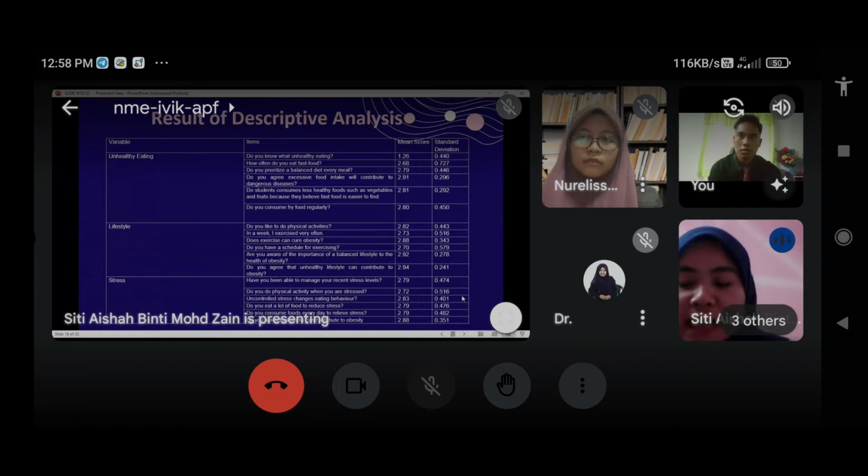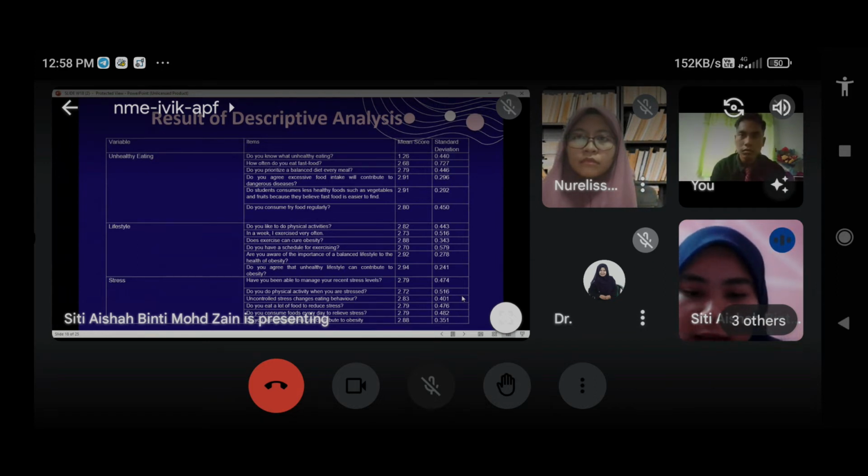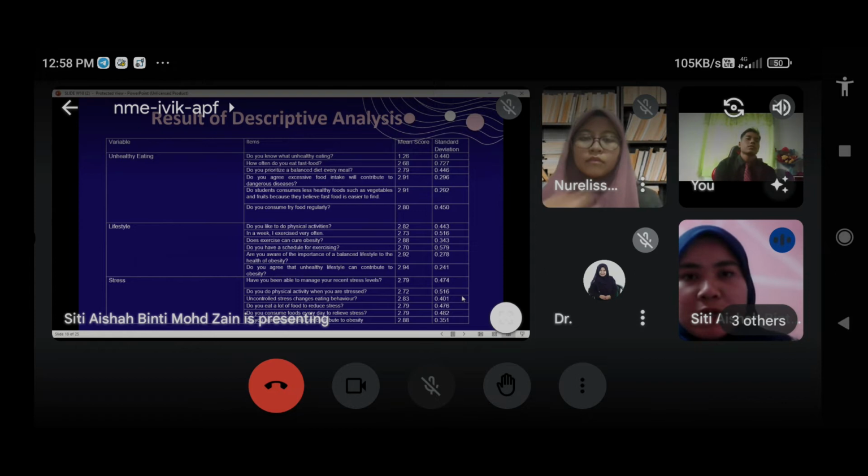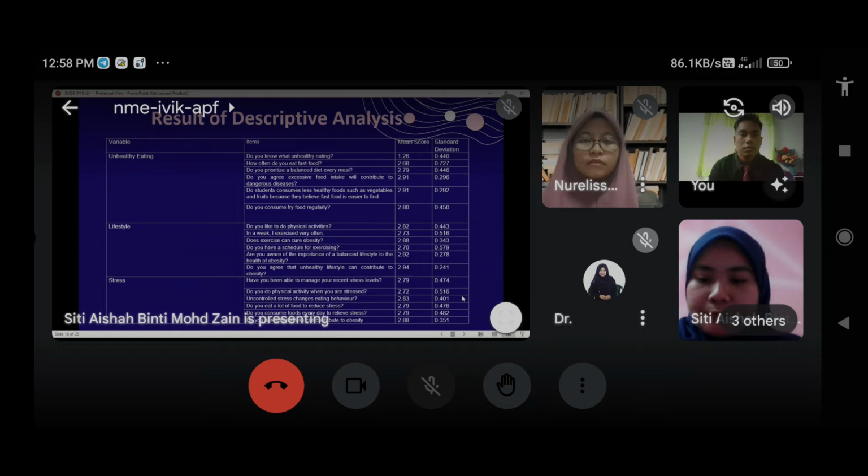The highest mean value is item 4 and 5, whereby respondents agree with: do you agree excessive food intake will contribute to dangerous disease, and do students consume less healthy food such as vegetable and fruit because they believe fast food is easy to find. Lastly, the lowest mean value was 1.36, which is item 1, do you know that unhealthy eating, in our result.